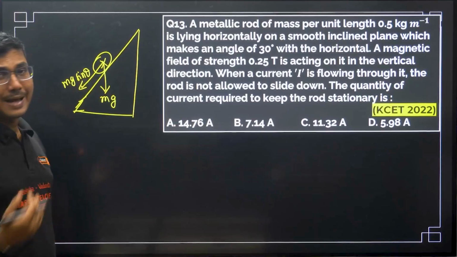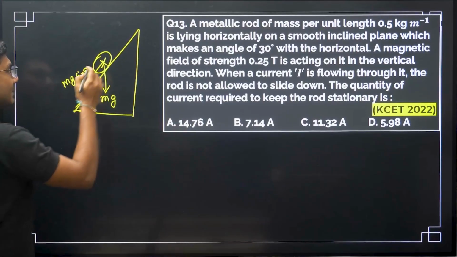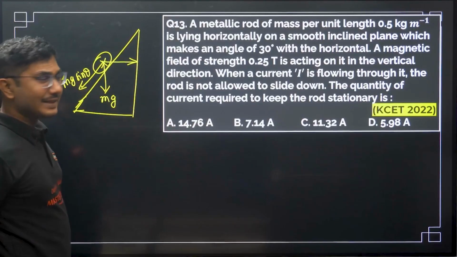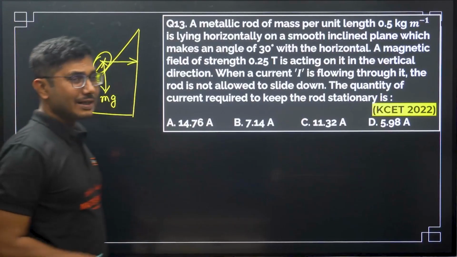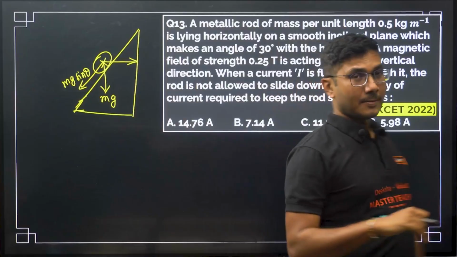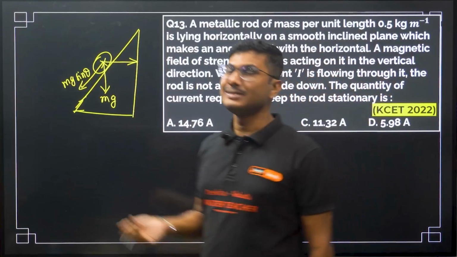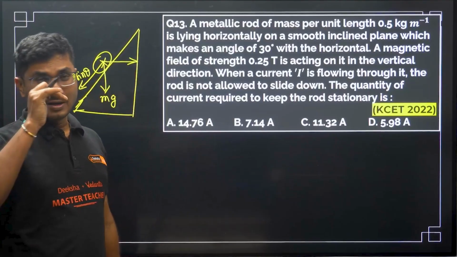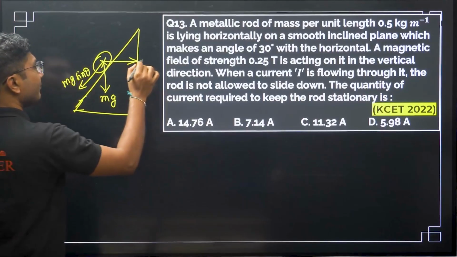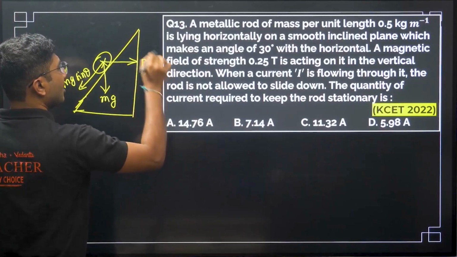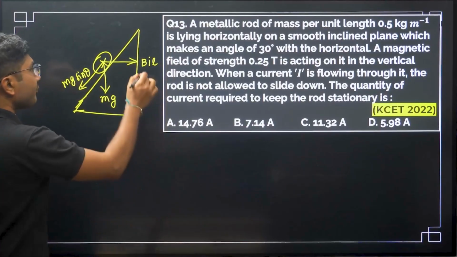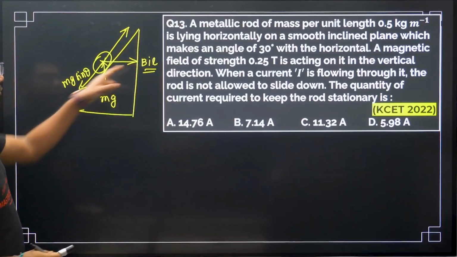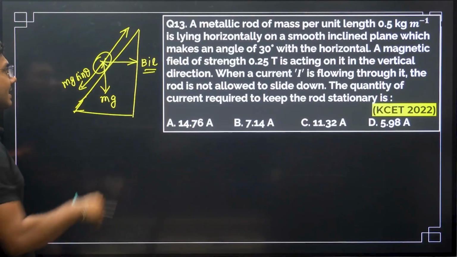Now which force will balance it? There is one force which is BIL. BIL sin theta is the formula, but in this case the angle between L and B is 90 degrees, so there will be no sin theta here. BIL is the force in this direction. We can take a component of this BIL force in this particular direction, and that component will balance mg sin theta.